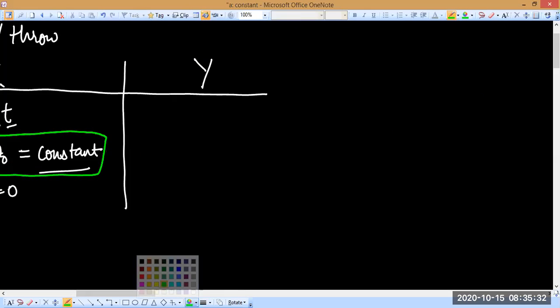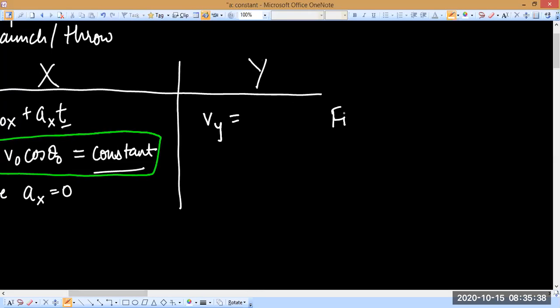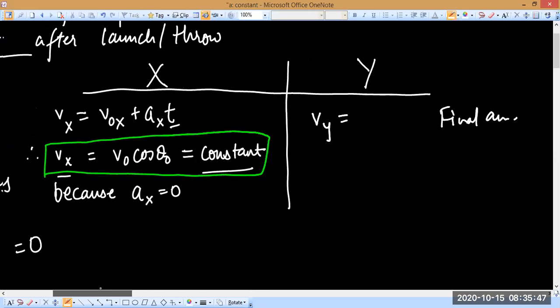Vy. Okay, this time let's do it for vy. Come on people. Same method. Give me final answer. I am giving you 1 or 2 minutes. All right, 2 minutes for it. Give me final answer. I want final answer after putting all the values.